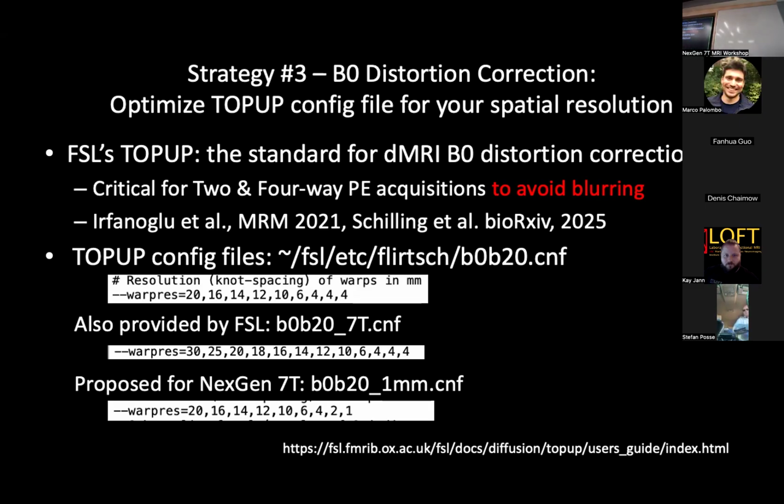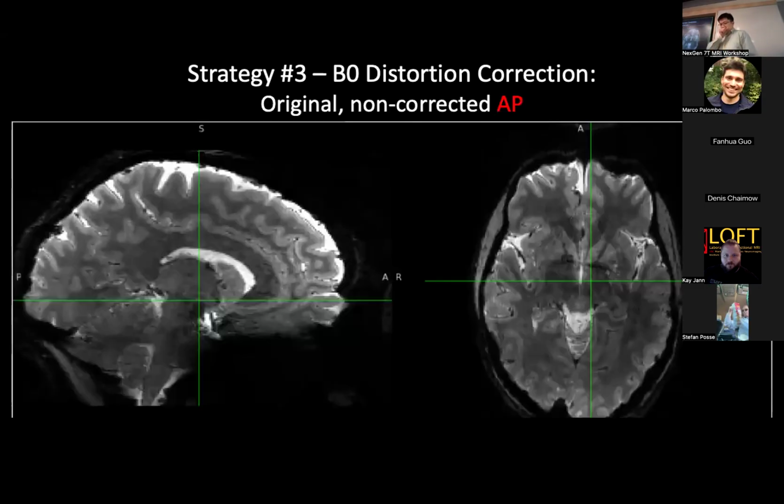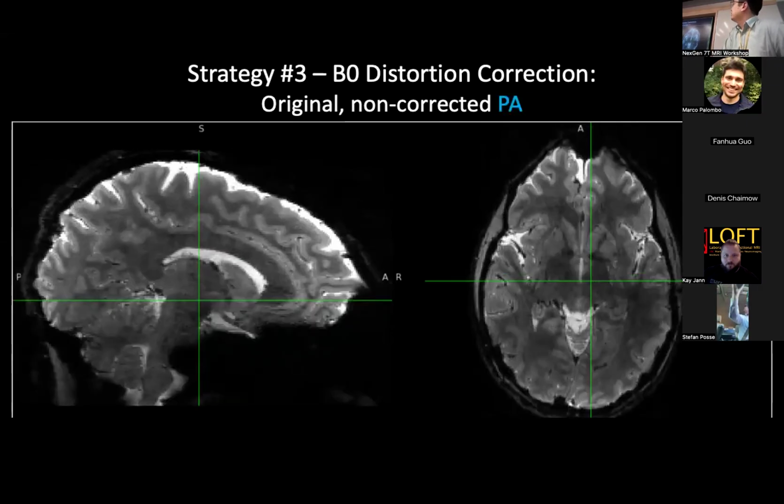So I go all the way down to 1 millimeter, and I'll show you what that looks like in the next slide. So the first two are without correction. Kurt showed this as well. You can get AP and PA, and you use those two in the top-up algorithm to find the intermediate distortion, which is supposedly the true undistorted image.